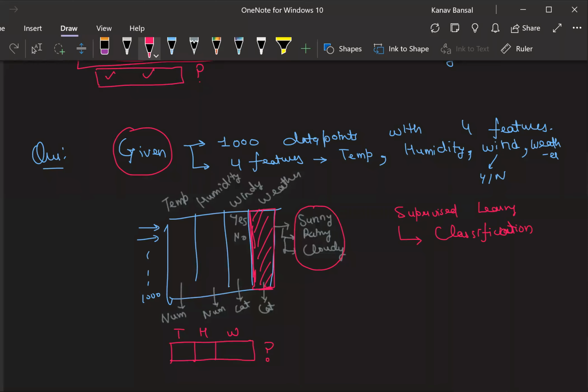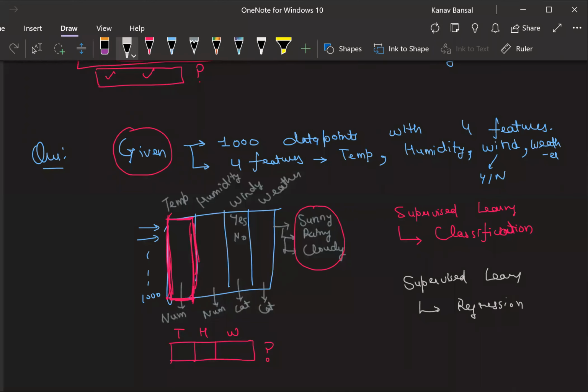Now, let me try to twist the problem. Instead of predicting the weather, let's say I want to predict the temperature. So what kind of algorithm will I use? Yes, supervised learning, regression algorithm. Correct. I'm going to use supervised learning and the regression algorithm in supervised learning.